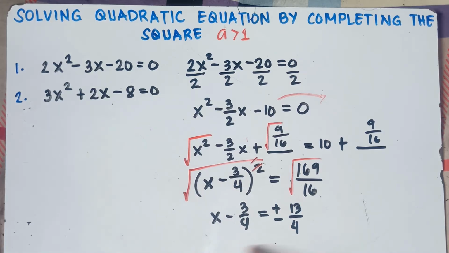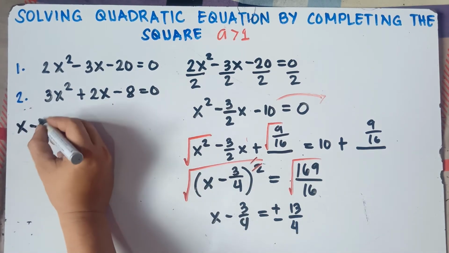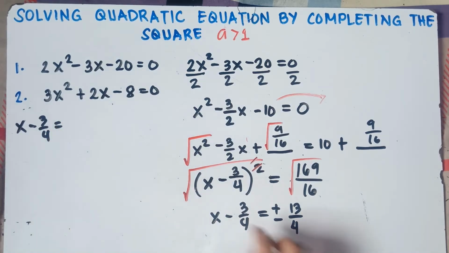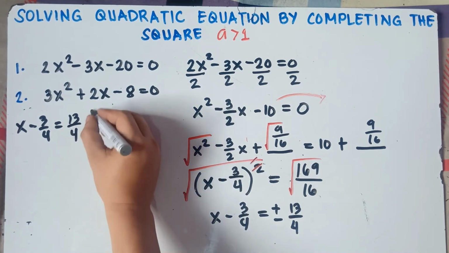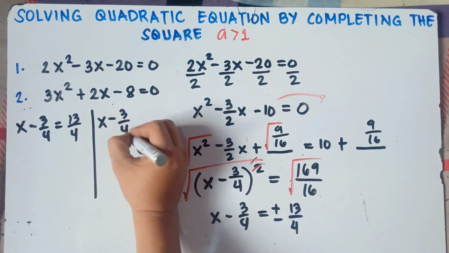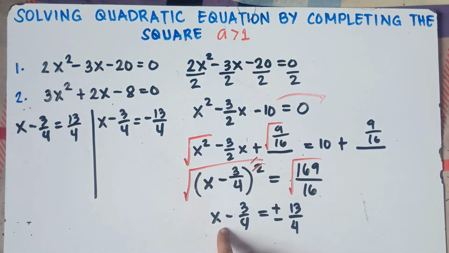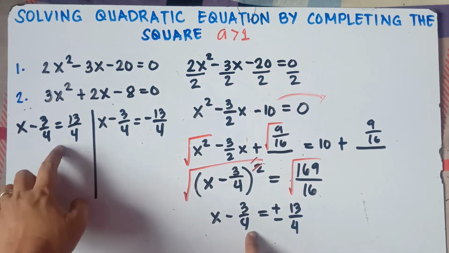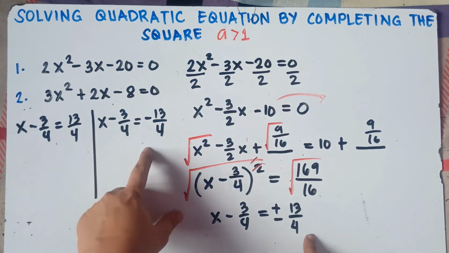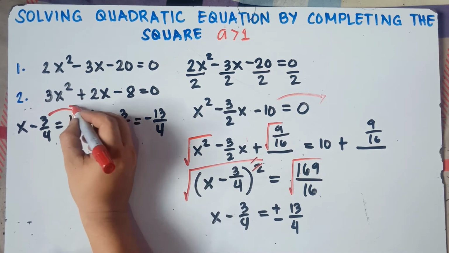Almost done, class. So you separate this one. We have positive 13 over 4 and negative 13 over 4. So x minus 3 over 4 equals positive 13 over 4, and the other one, x minus 3 over 4 equals negative 13 over 4. To get the value of x, you transpose negative 3 over 4 from left to right.